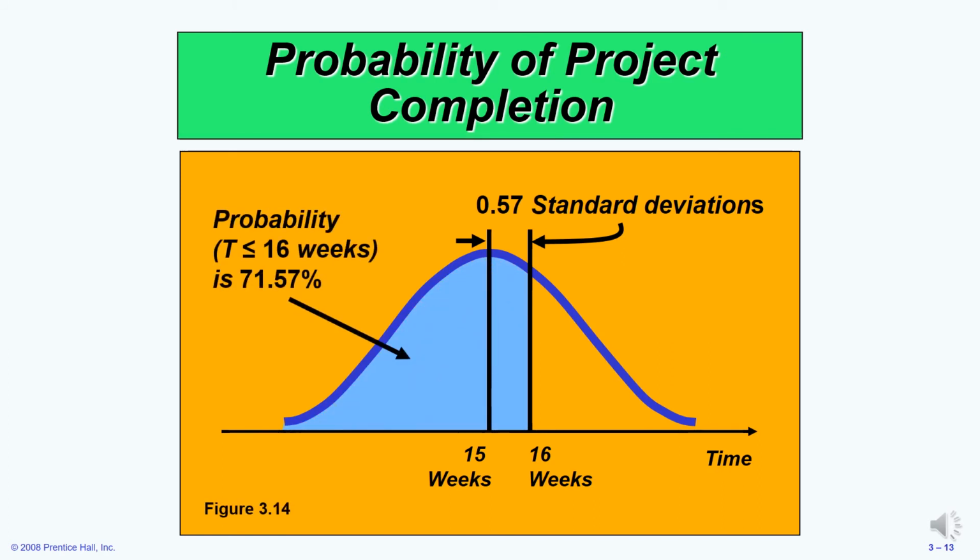So, in our previous slide, we saw that the Z value of 0.57 gave us in the Z table a probability of approximately 71.57%. This is answering the question that was asked: what is the probability of the project being completed on or before the 16-week deadline? And the answer is that we are 71.57% sure that the project can be completed on or before this 16-week deadline.